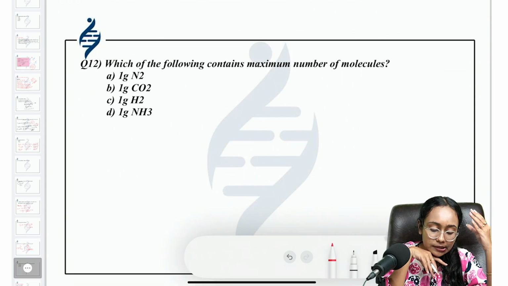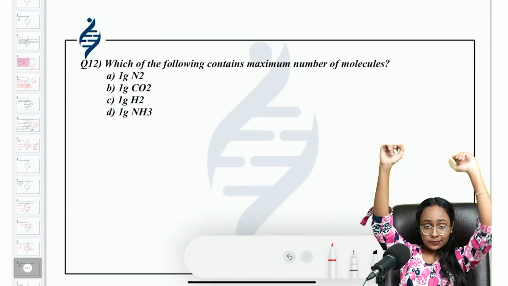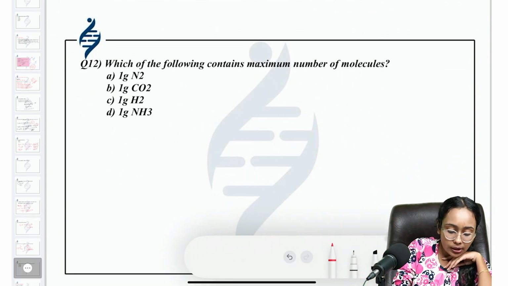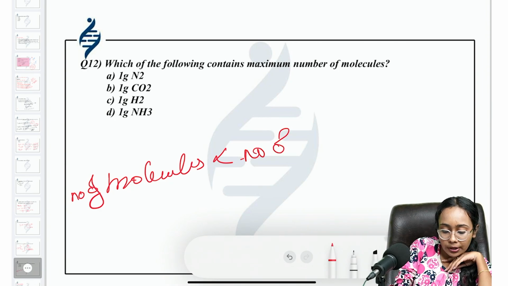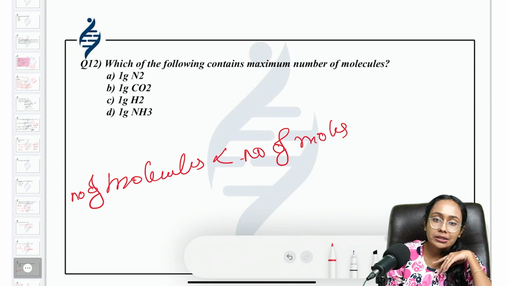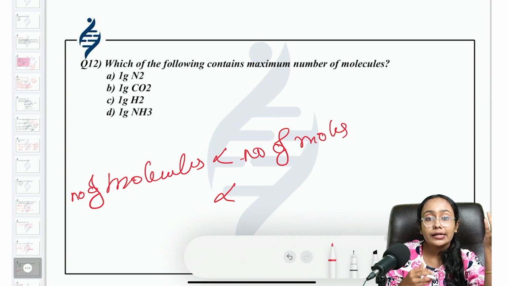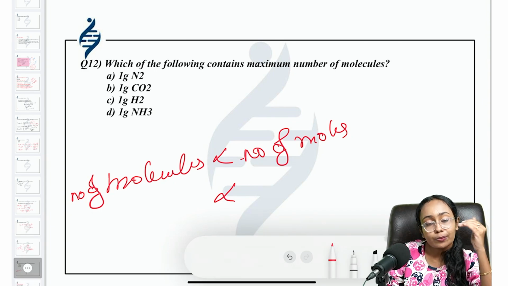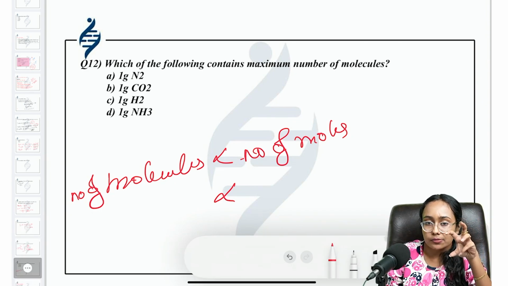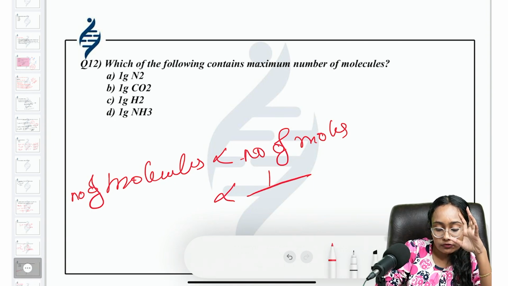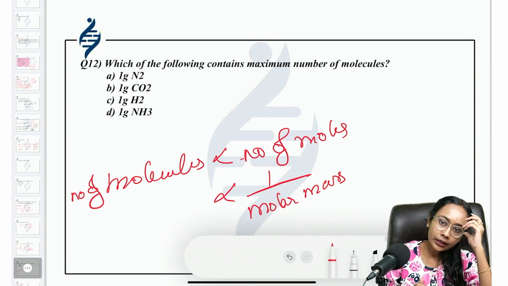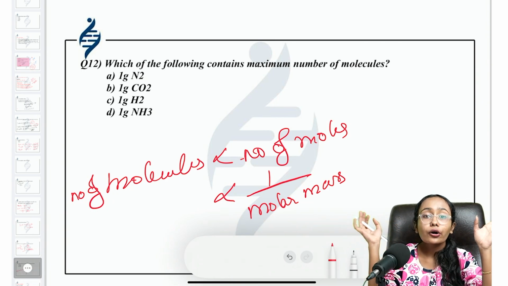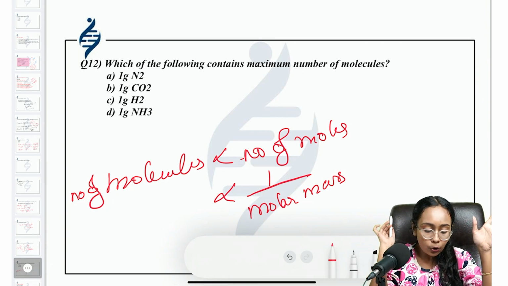Which of the following contains the maximum number of molecules? The number of molecules is directly proportional to the number of moles. Right? The number of moles is given mass by molar mass. So we can say that it is inversely proportional to molar mass or atomic mass of something. Right? It is inversely proportional to atomic mass or molecular mass. Hope you understood the relation.